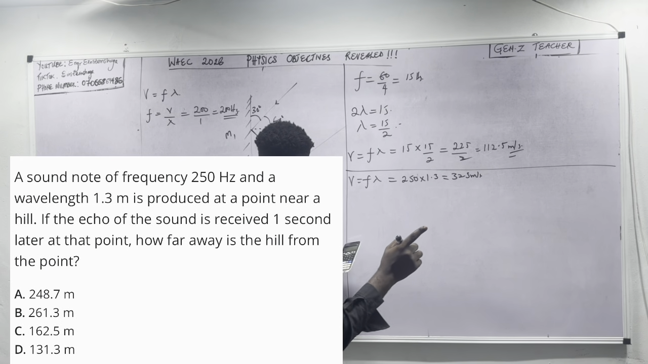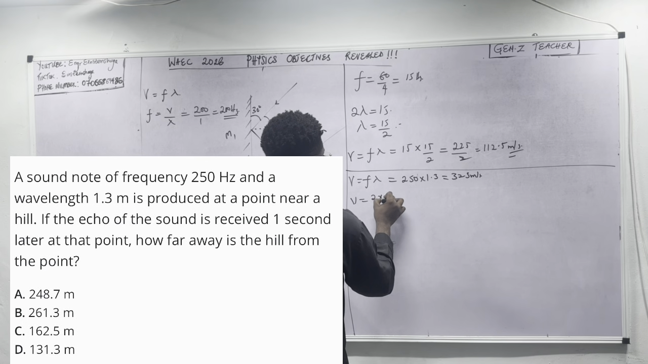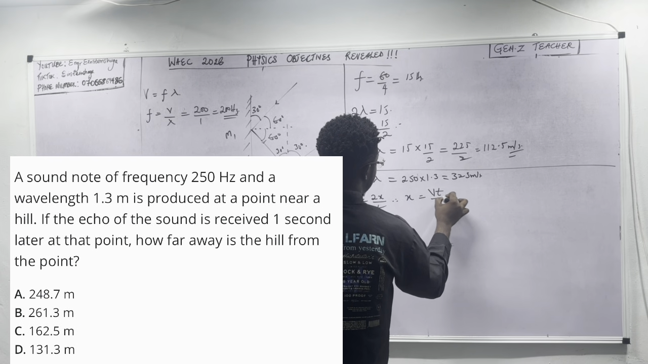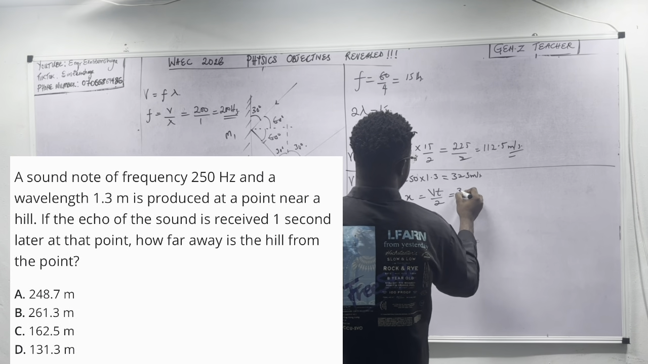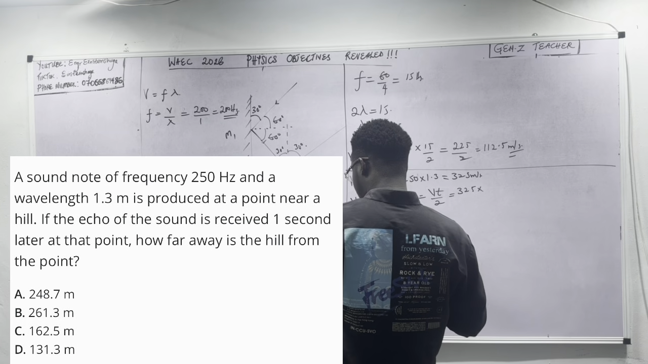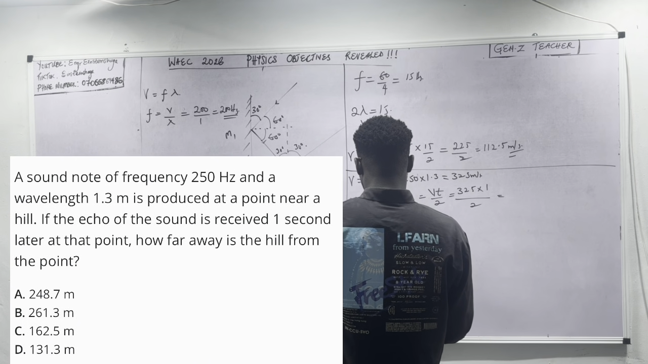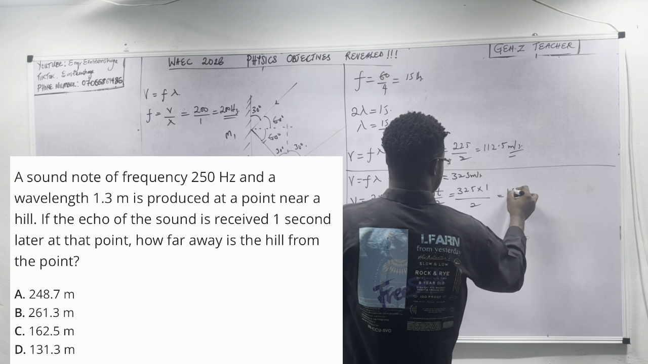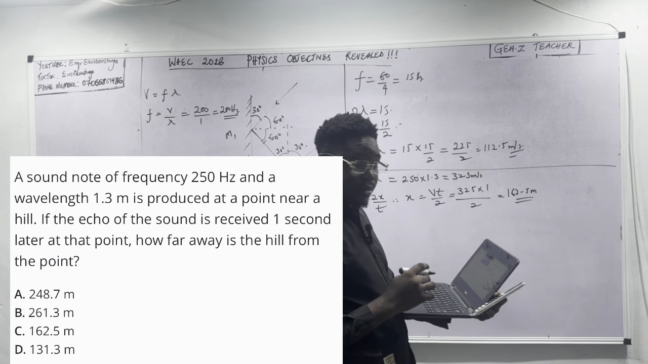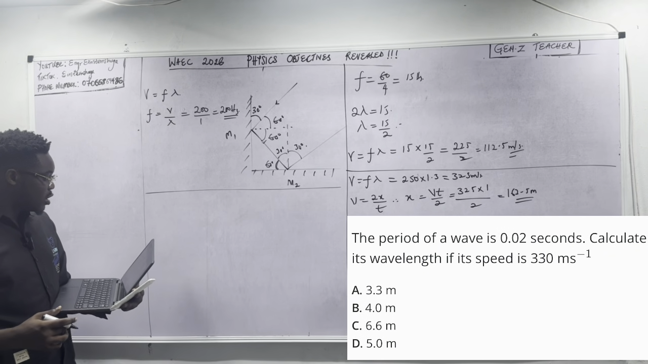So we are asked to find the distance. For echo, velocity equals 2 times the distance over time. The distance should be velocity times time divided by 2. This should be 325 times the time, which was given as 1 second, over 2. That should be half of that. So the answer should be 162.5 meters, option C.